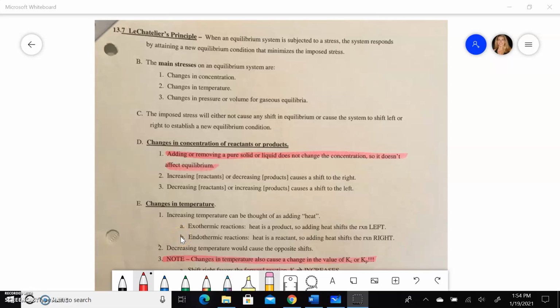All right, this is our last section of chapter 13, and this is actually going to be mostly a review of what we did in honors chemistry. You studied Le Chatelier's principle, and we're going to do that again. So first of all, let's just go over the principle.